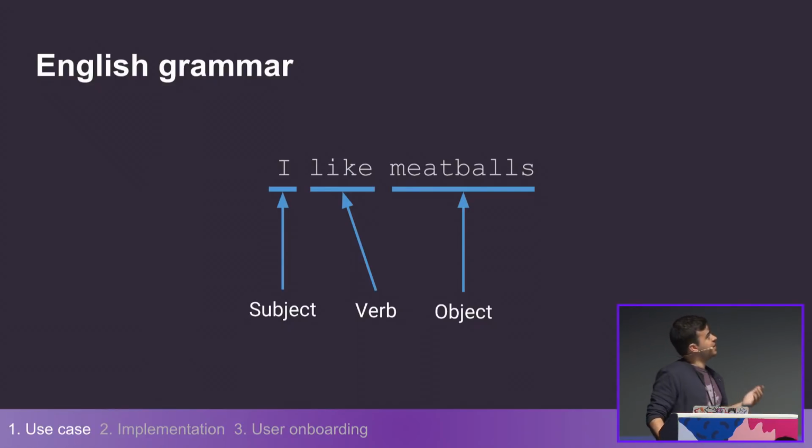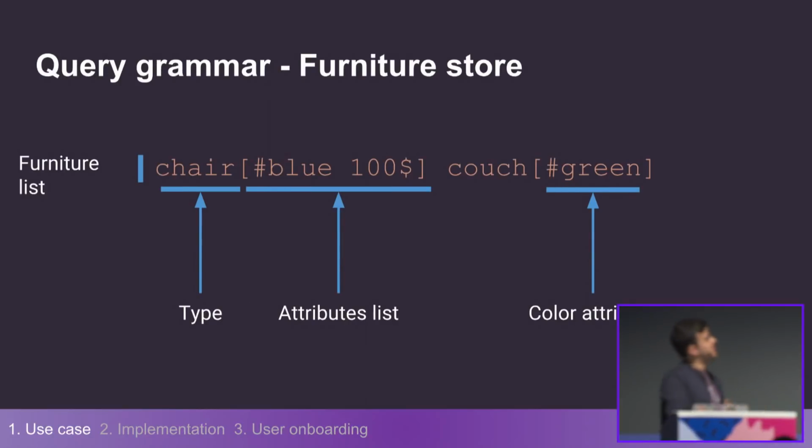And now we can apply that to my example, which is still a furniture store. If I were to write a grammar for my furniture store search language, I would be able to define a set of rules that say, for example, a search query for my furniture store would be a list of furnitures separated by spaces. So here I have 2 furnitures.